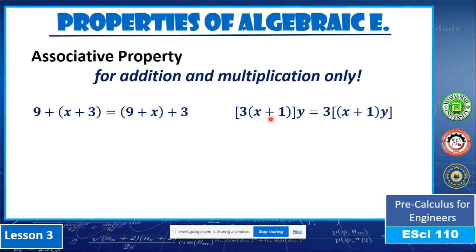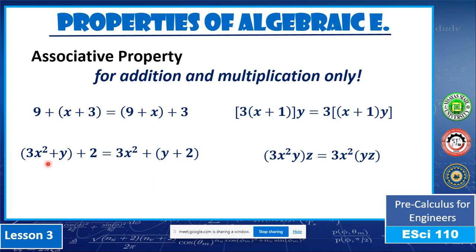The same is true with multiplication. So, ginugroup ko yung 3 and x plus 1 expression. Then, sa second part, ginugroup ko na yung x plus 1 and y. The same thing, walang mababago. Both are equal. So, yan yung associative, yung pag-group mo.